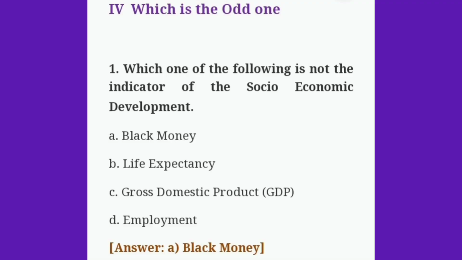Fourth Roman letter, which is the odd one? First one, which one of the following is not the indicator of the socio-economic development? Answer option A, black money.